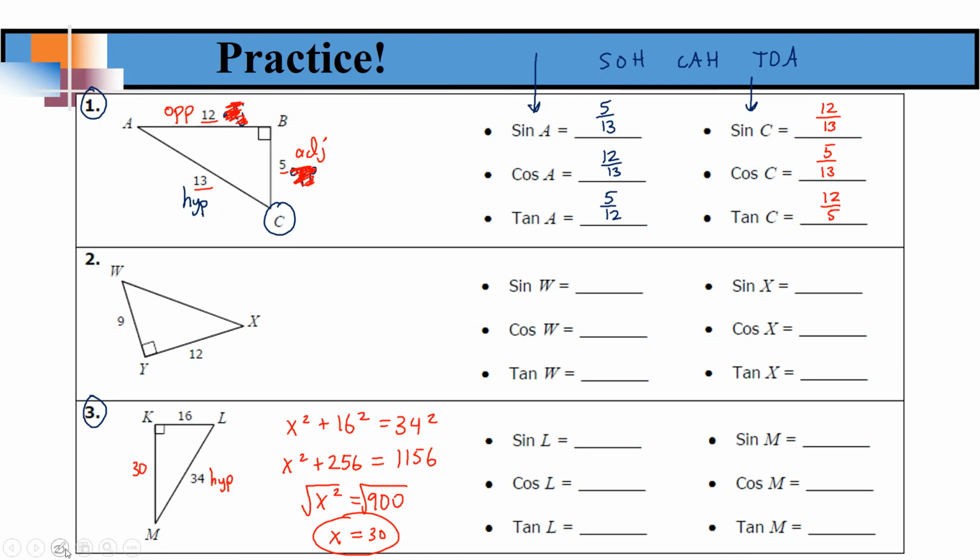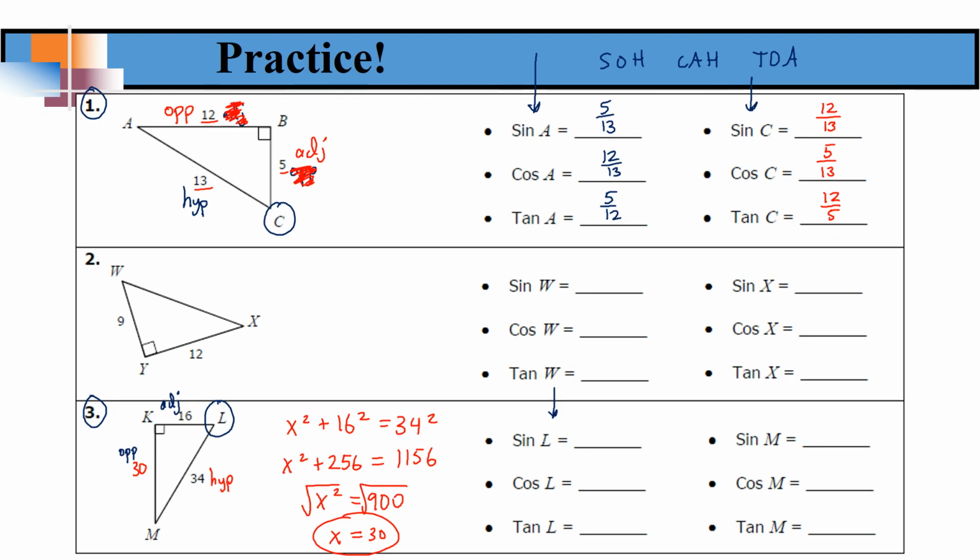Now that we've taken care of that, we can attempt each of our questions. Now, in this first column of questions, we're paying attention to angle L. So I'll circle angle L. We already know that 34 is the hypotenuse. Across from angle L, or opposite, is 30. So 30 is opposite, and 16 is the adjacent leg.